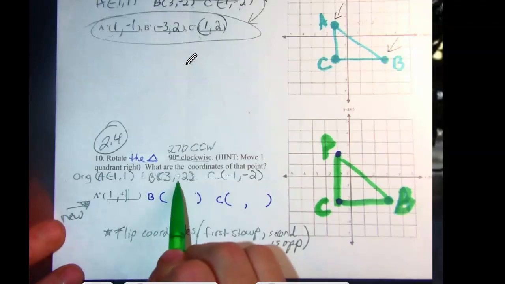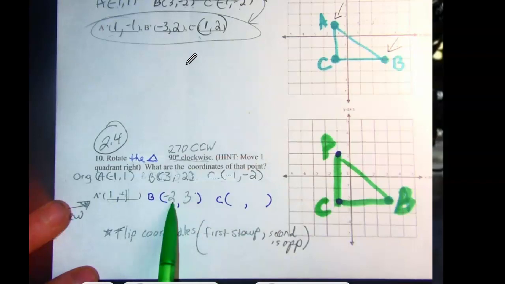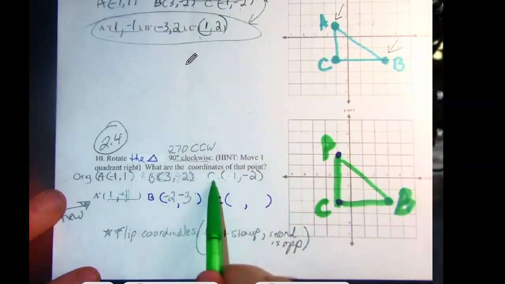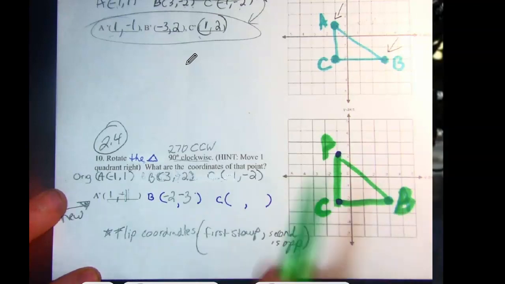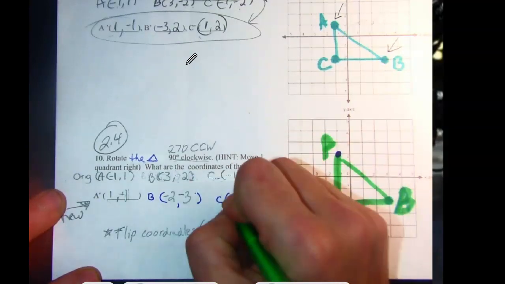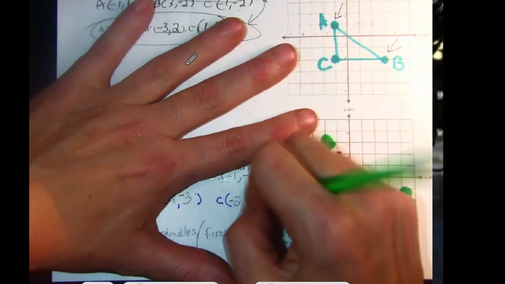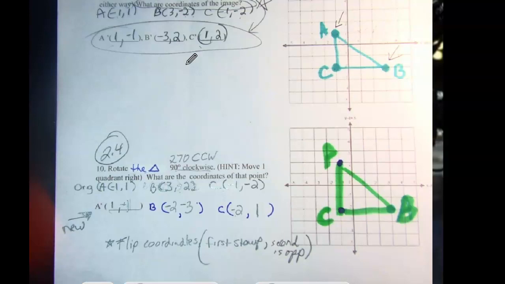So again, flip these two. This would be a -2, and then 3. First stays the same, second becomes its opposite. So that's actually going to become a negative. And then the last one, again, these are the ordered pairs. This is already on the graph for you, but we don't even need to graph it. Flip the 2, so -2, -1. And then again, remember, first stays the same, second becomes its opposite. So instead of a -1, it should be a +1. So that is how we do our rotations.